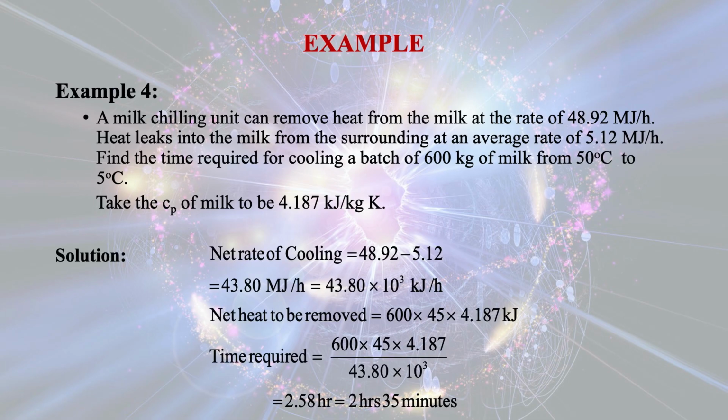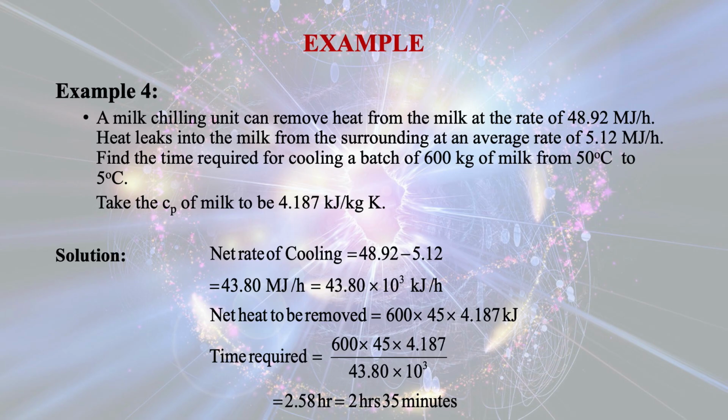Now, the net rate of cooling is 48.92 minus 5.12, that is equal to 43.80 megajoule per hour, equal to 43.80 into 10 to the power 3 kilojoule per hour, because 1 megajoule is equal to 10 to the power 3 kilojoule. So here the net heat to be removed equals 600 into 45 into 4.187 kilojoule, because we know very well that Q is equal to m s delta T.